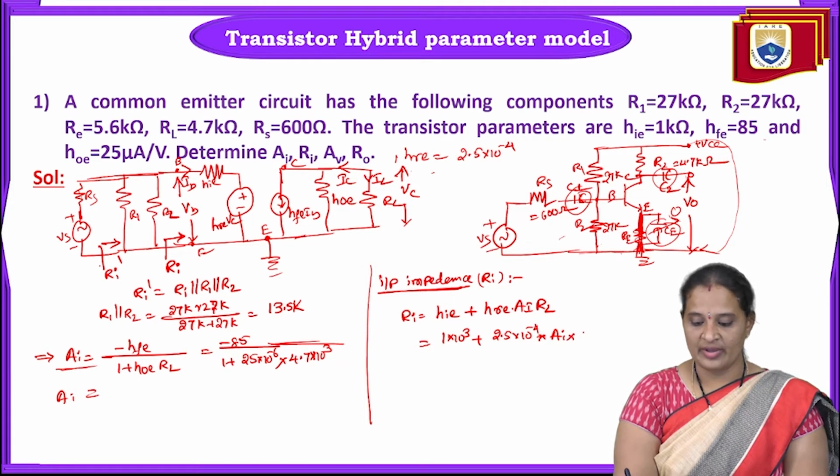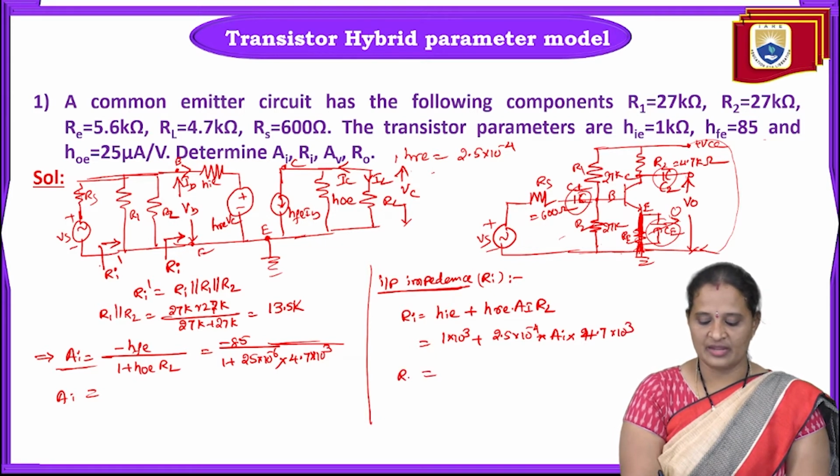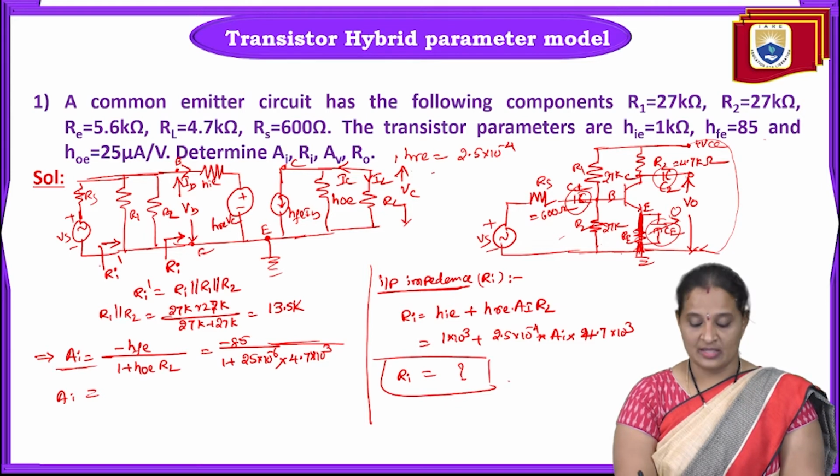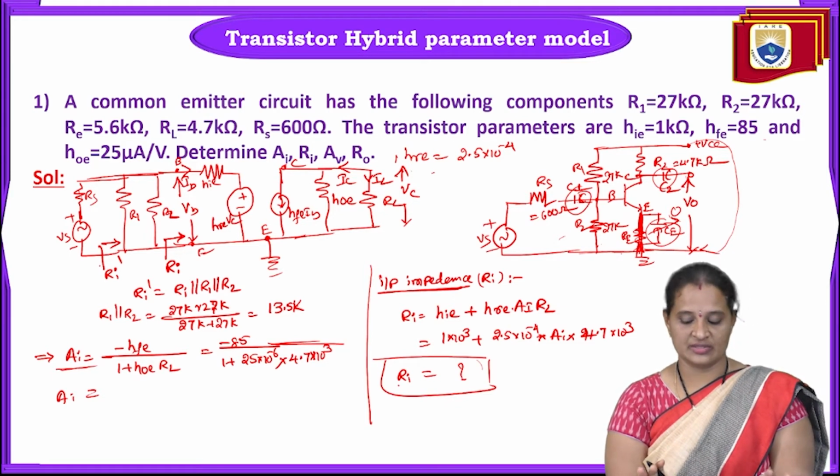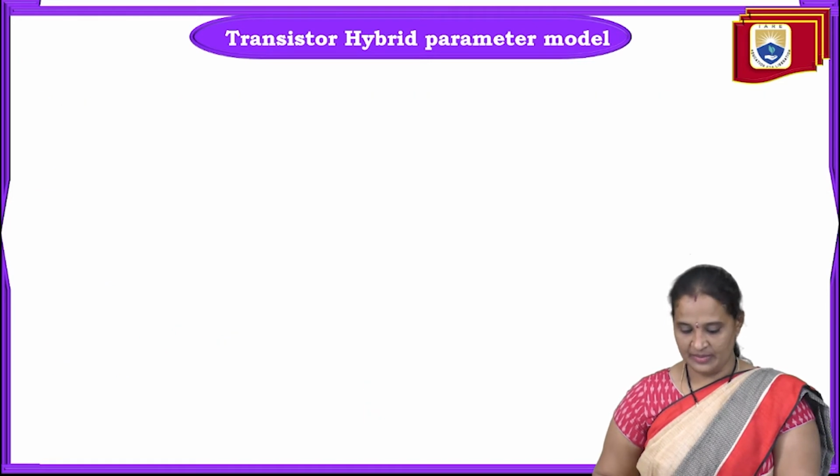And RL value is 4.7 into 10 to the power of 3. So if you evaluate this value, you can have some value, and that is input impedance. So this is the value. This is the way of finding out the input impedance.